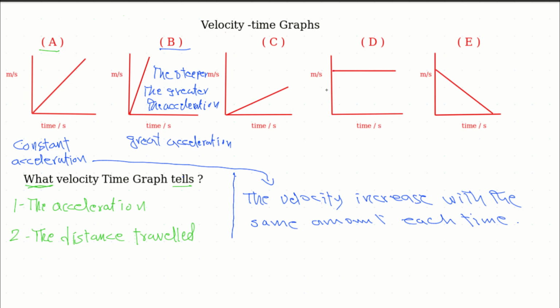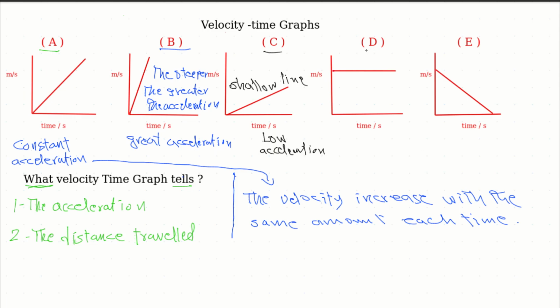Moving to velocity time graph C, we have a shallow line. A shallow line in a velocity time graph is interpreted as low acceleration. So this graph is interpreted as low acceleration.